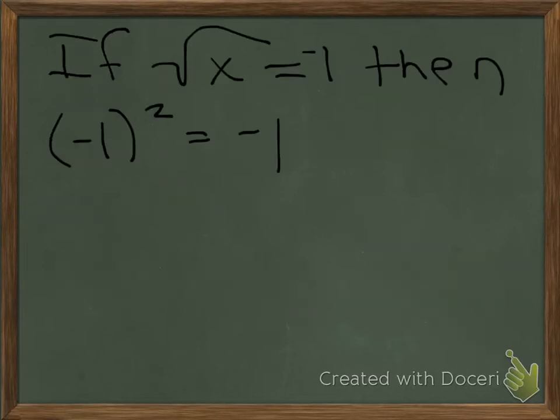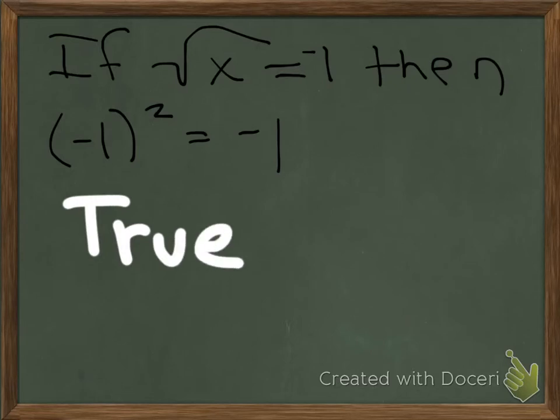Here we have if the square root of x equals -1, then if you square -1, then it has to also be -1. This is a tricky one because you never have a square root of anything be a negative number, but based on the hypothesis and then the conclusion of that hypothesis, we actually can say that this is true, because the conclusion matches the hypothesis.